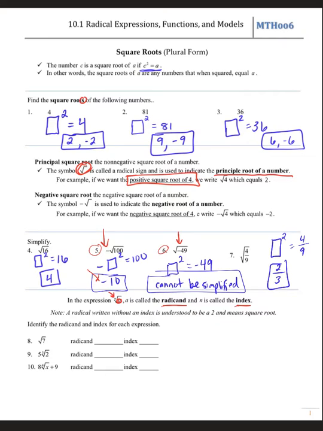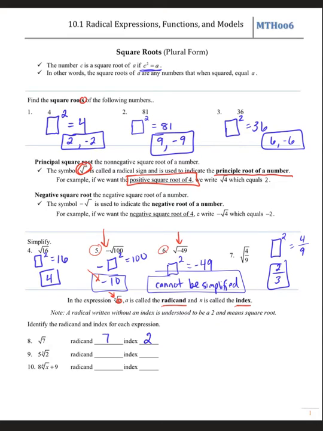Anytime we don't see an index written, we understand it to be 2, just like in the previous problems that we looked at. They were all the square root. So when we look at these, first thing we want to do is identify all the vocab words here. So again, the radicand is the number under the square root. So in number 8, the radicand is going to be 7. Now the index of this one, since there's no number there, we want to look right in that area for the index. If there's nothing there, we understand it to be a 2, like we said. So the index for this one is going to be 2.